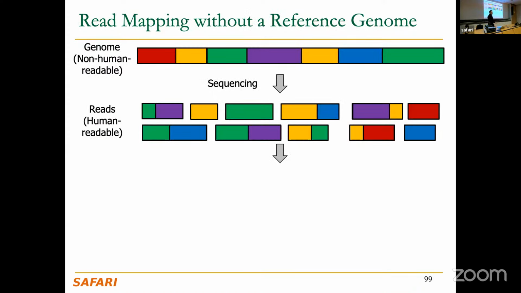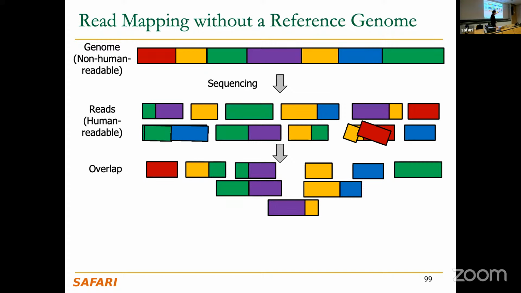So what about when you don't have a reference genome? In that case, assume this is your genome, which is in a non-human readable manner, and you sequence it, you generate your reads. And then what we try to do is find the overlaps between the reads, right? Overlaps may happen in the particular strand or by taking the reverse complements of the reads, but essentially what we end up getting is, let's say, some overlaps.